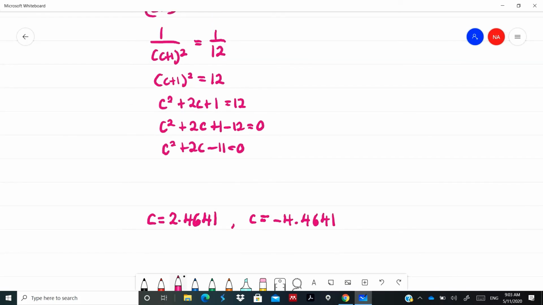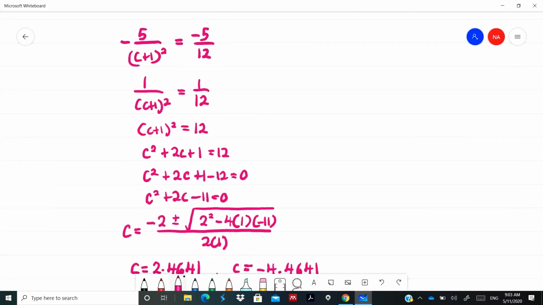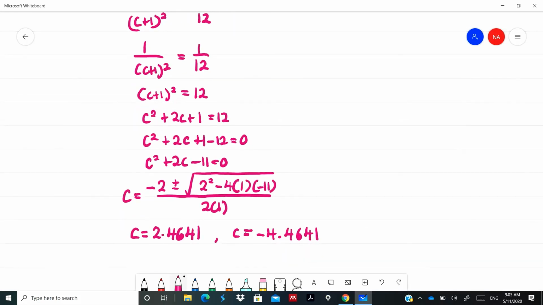All right, so how do we get this? We substitute the values of a, b, c into the formula, where c is equal to negative b plus minus the square root of b squared minus 4ac, over 2a. So negative b is negative 2, plus minus square root of 2 squared minus 4 times a, which is 1, times c, which is negative 11, over 2a, so 2 multiplied by 1. This is the formula for the quadratic equation. Actually we can just use the calculator to solve this.